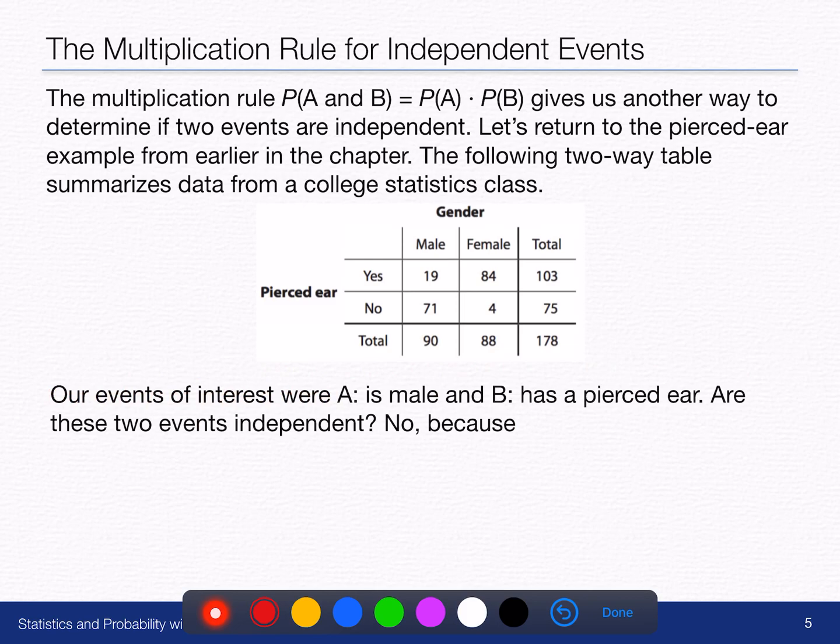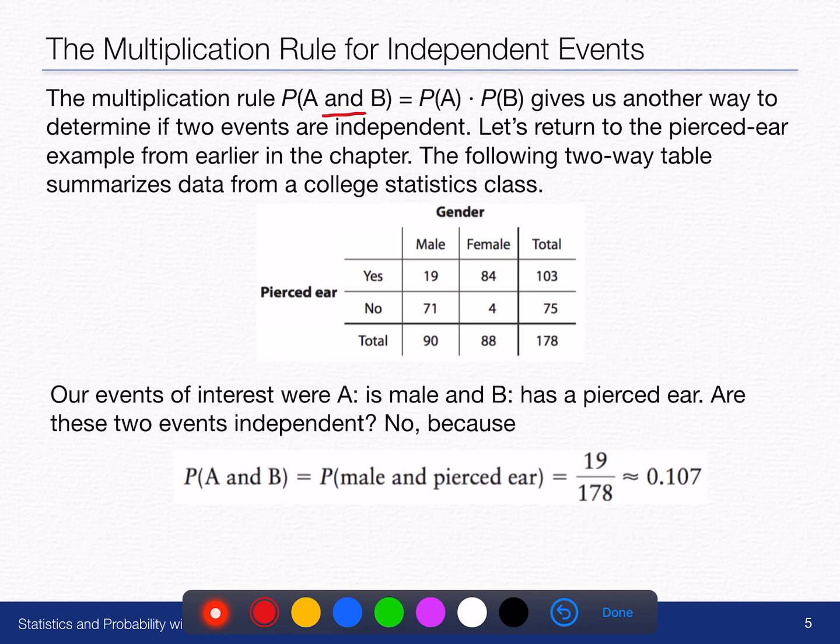Now watch, this would be an example of a problem. So you will have the multiplication rule of A and B. Well, the formula I just gave you says that if you multiply the probability of A times the probability of B, it gives us another way to determine if the two are independent. Well, A is male and B has pierced ears. Are these two events independent? And the answer is no, and here's why.